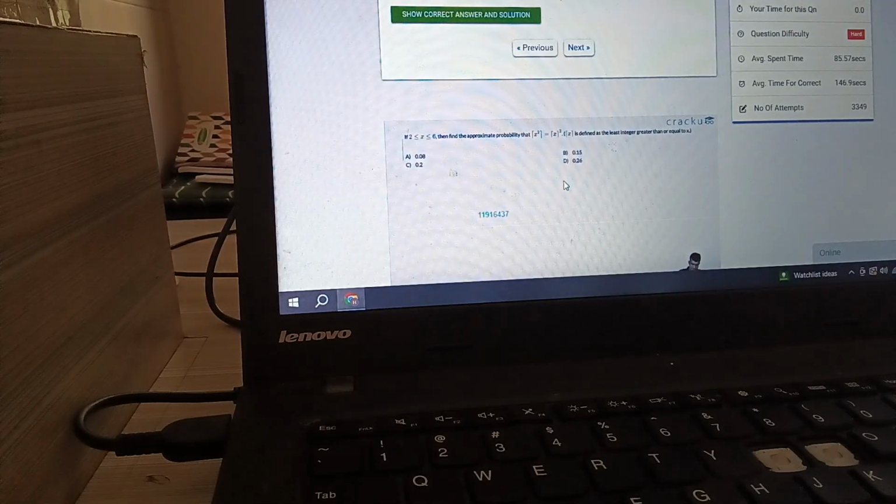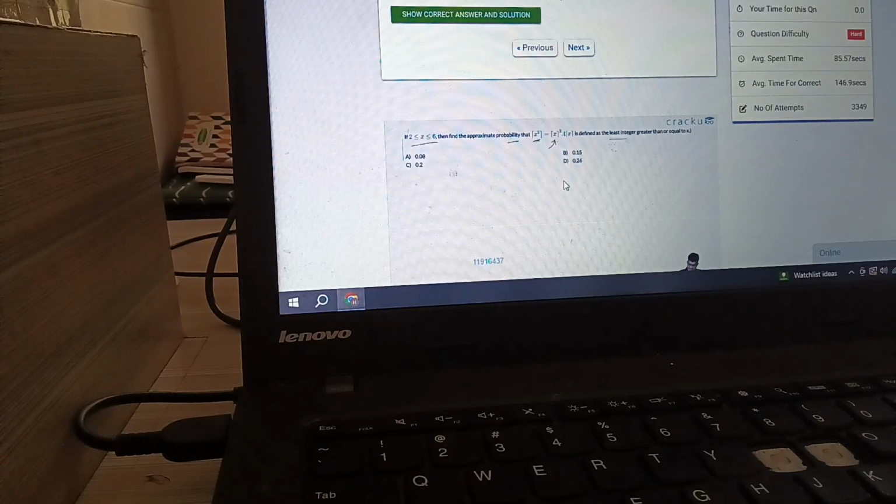In this question, we are told that x lies between 2 and 6, and we are required to calculate the probability that the least integer greater than or equal to x squared is equal to the square of the least integer greater than or equal to x. First, let us try to understand what this function represents.